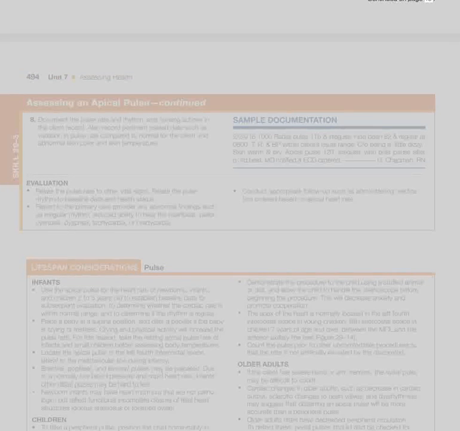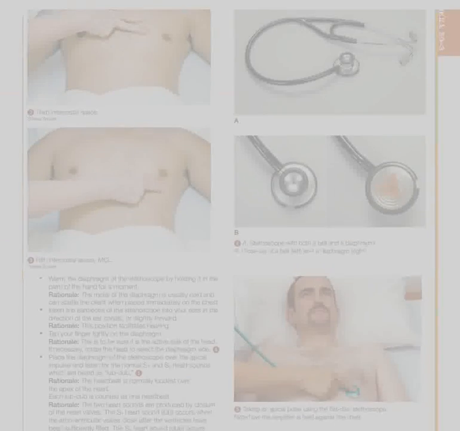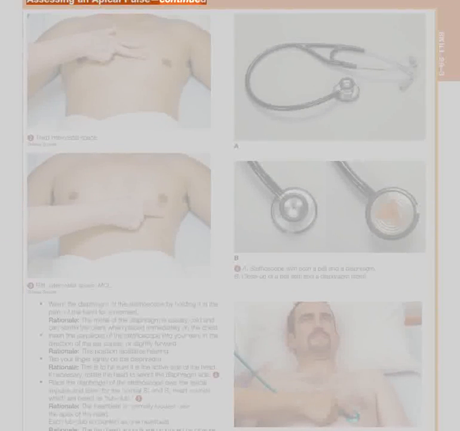Assessing an apical pulse, continued. Skill 29-3. Warm the diaphragm of the stethoscope by holding it in the palm of the hand for a moment. Rationale: the metal of the diaphragm is usually cold and can startle the client when placed immediately on the chest. Insert the earpieces of the stethoscope into your ears in the direction of the ear canals, or slightly forward. Rationale: this position facilitates hearing.